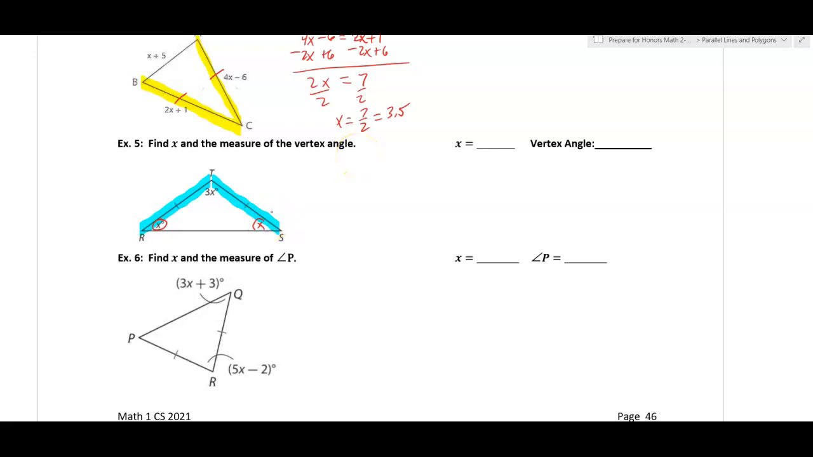So to find x, what I'm going to do is take all three of those angles inside, and they add up to 180. So I'd get 3, 4, 5x equals 180. And when I divide by 5, I would get 36. So I know x is 36, right? But to find the vertex angle, I'm going to do basically 3 times 36, which is going to give me 108 degrees. And I am done.